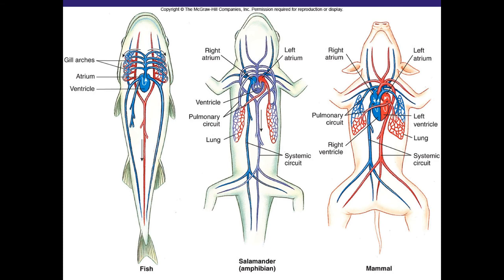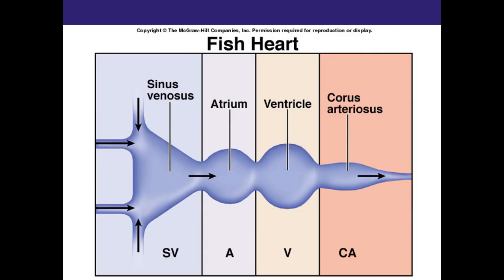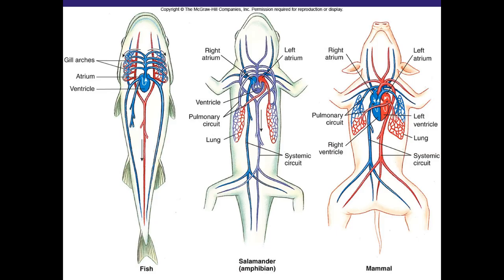With the fish, we only have one atrium and one ventricle. So essentially what we're looking at is a two-chambered heart. And you can see all of the blood within the heart is deoxygenated blood. So blood is returned to the heart. It's deoxygenated. The deoxygenated blood is then pumped into the gills where it's oxygenated. And then there's enough of a pressure gradient to keep the blood moving to the various tissues and organs.